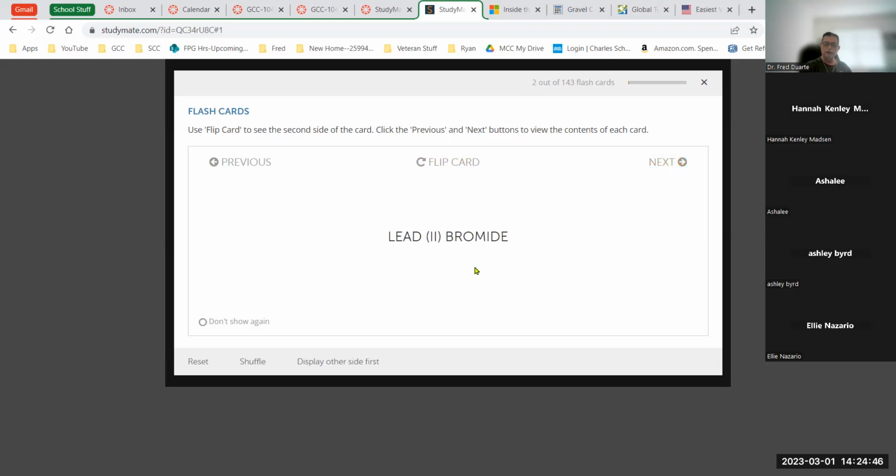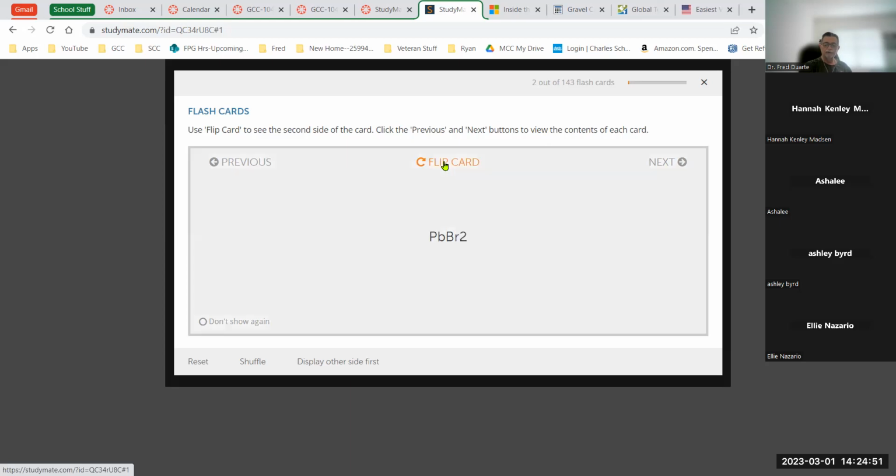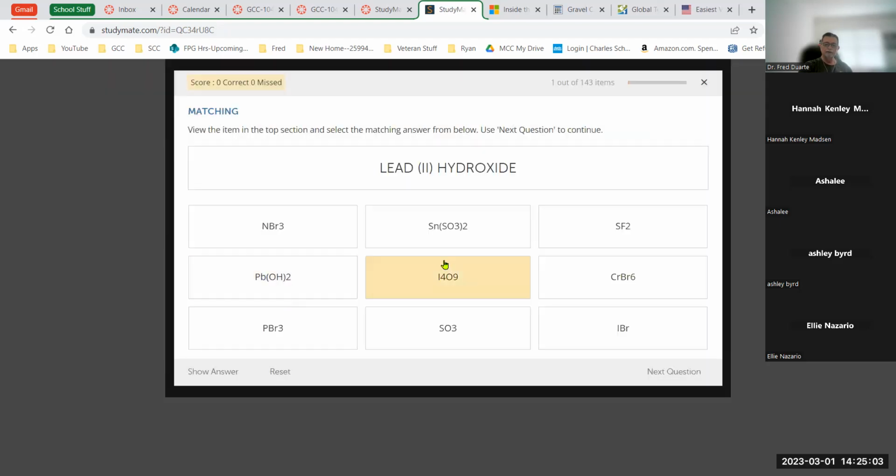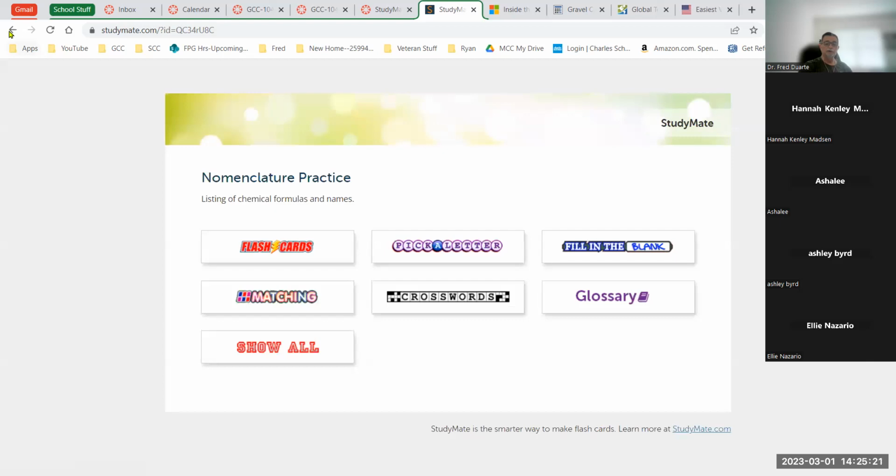You've got lead 2 bromide, work it through, see if you got the right formula, and then flip it over, and there you go. There's the formula. So that's one way to use StudyMate to help you with nomenclature, using flashcards. The other way is matching. What you're given here is the name, lead 2 hydroxide, and you're asked to select the proper formula. So that's an additional aid for you to help you out with the nomenclature.